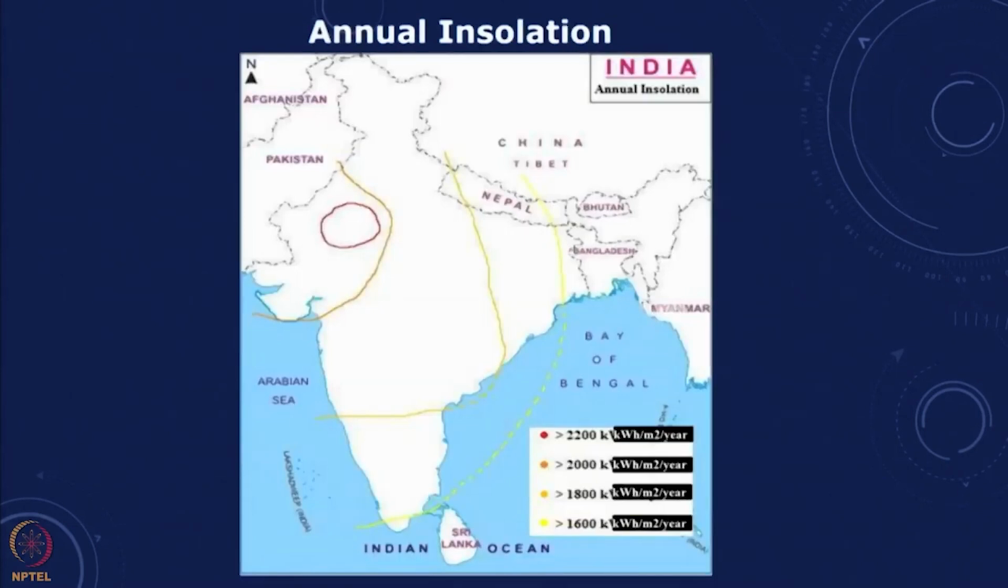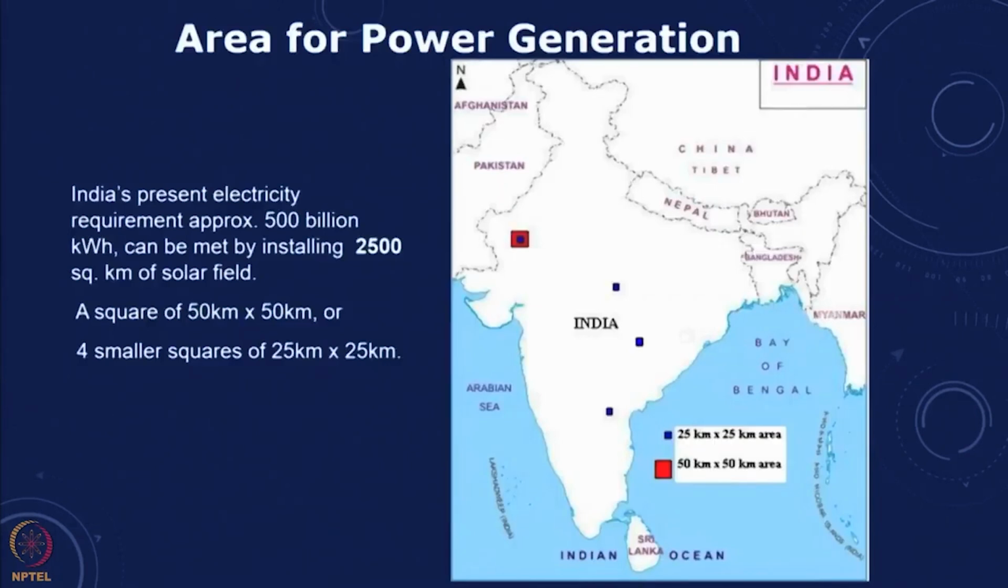In the case of India, you find that most of the country has DNI greater than 1900 kilowatt hour per meter square, and some of these regions, for instance this, is more than 2200, so this is quite a good DNI. In order to make a calculation, we can take the total amount of electricity that we require, divide it by the DNI, take the efficiency of the cell, and then calculate the area that is required.